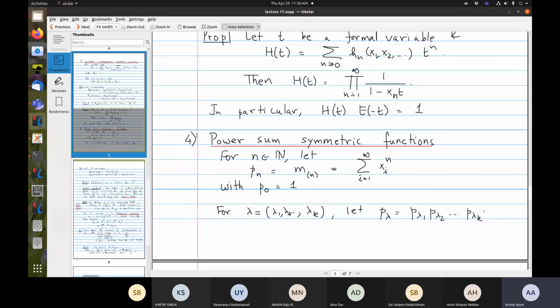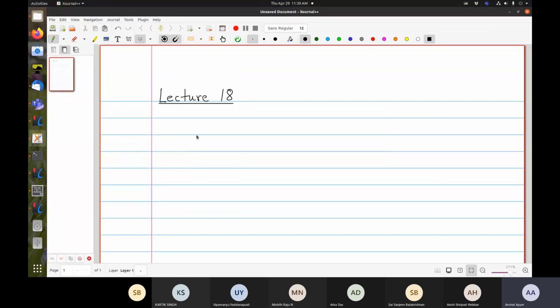So 4 was the power sum. So I'll start with the 5th one, which are called the Schur functions. And in some sense, these are the single most important class of symmetric functions, and we will also need them when we talk about generating functions of plane partitions.